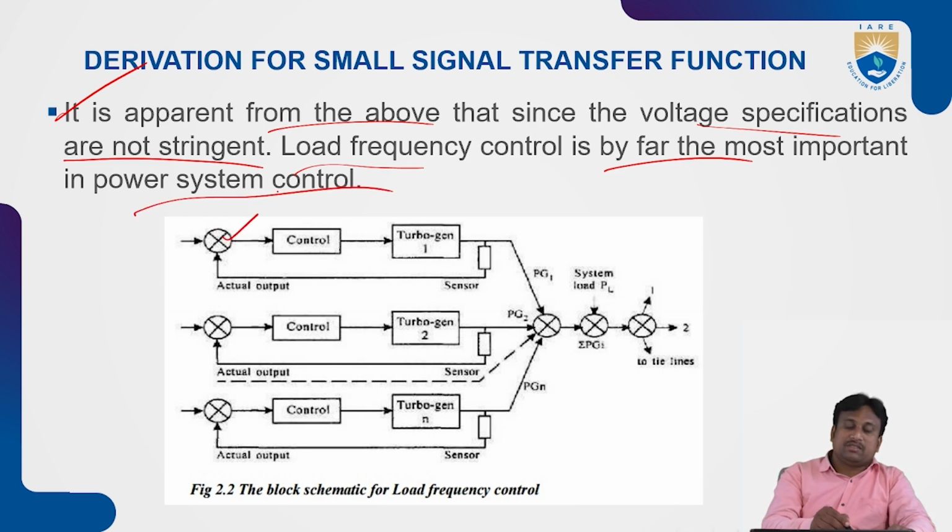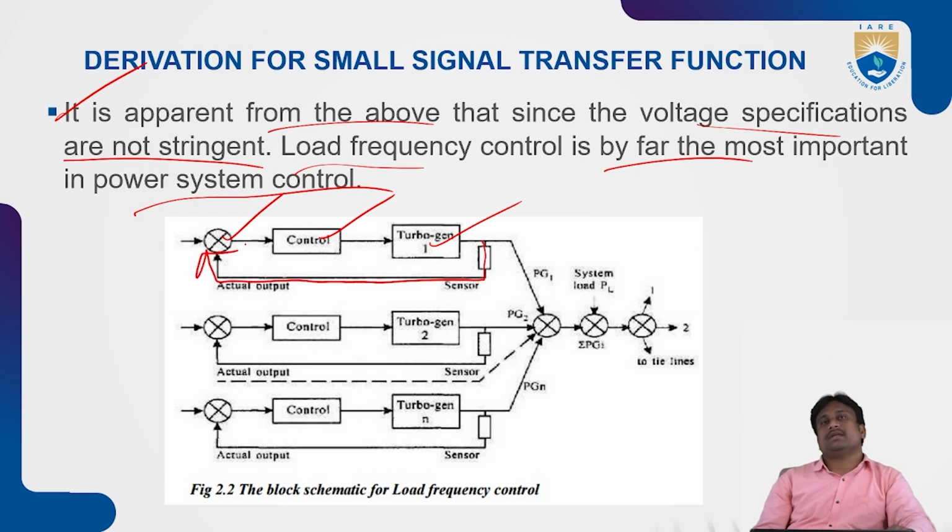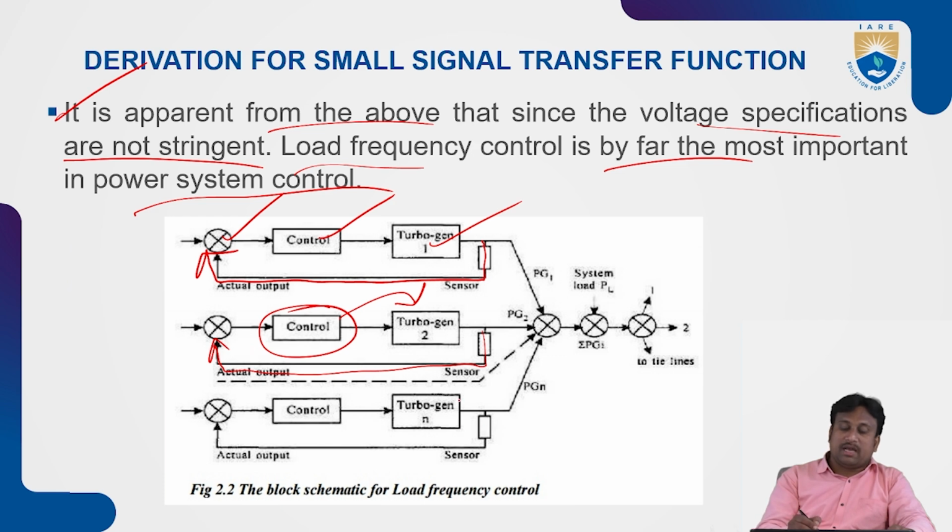That means this is the actual output, this is the control, this is the turbo generator. Here the sensor is connected through the actual output to the given control action. Similarly, one more control action is provided to the second generator, that is turbo generator 2. This actual sensor is connected to the actual output. And one more system is connected as turbo generator N. This is also provided with a control parameter, connected to the actual output, and it is given with the sensor device.